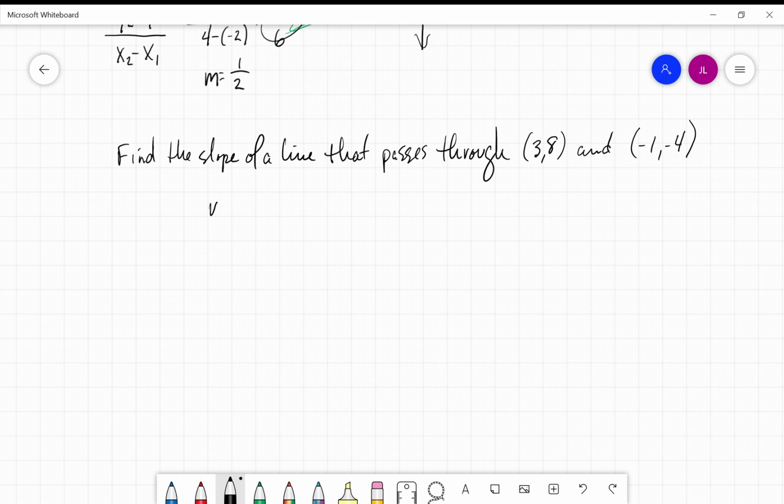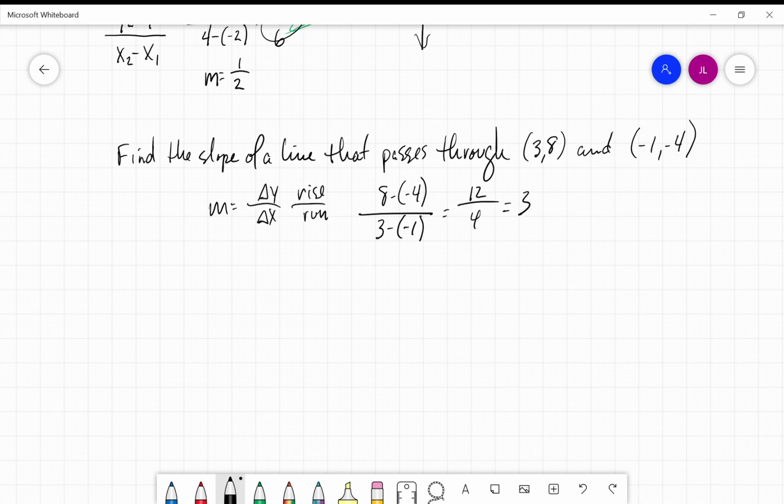Remember, the slope, m, is equal to rise over run, or change in y over change in x. So if we ask, what are our y values? Well, we have -4 and 8. So 8 minus -4, there's our y. And our x, 3 minus -1. This 8 minus -4 is 12, 3 minus -1 is 4, and 12 over 4 is 3.